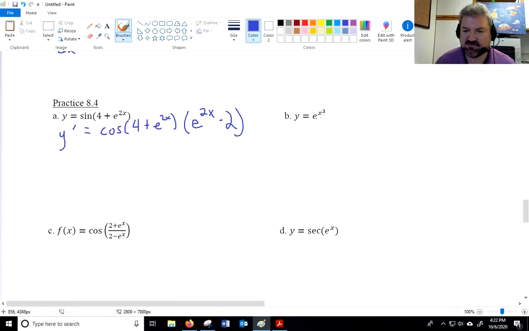All right, we got y equals e to the x cubed, so y prime is equal to e to the u times u prime.